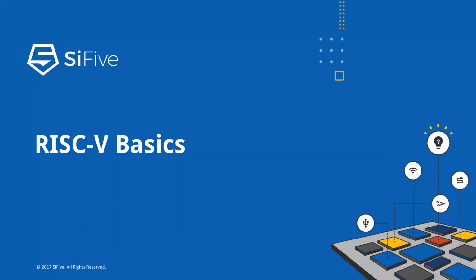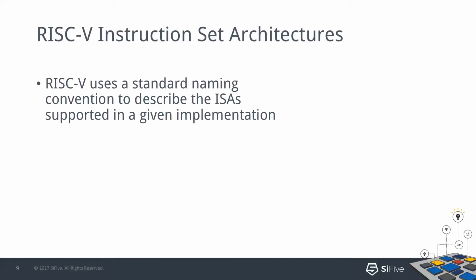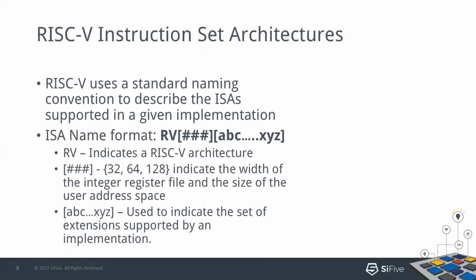So to start off, we'll cover the basics. RISC-V defines a standard naming convention which is used to describe the exact ISA of a given implementation. The naming format of RISC-V instruction sets is as follows. The first two letters are R and V, which indicate that it's going to be a RISC-V architecture. Following RV is a number, and that number is used to indicate the width of the integer register file as well as the size of the user address space. The acceptable numbers here are 32, 64, and 128.